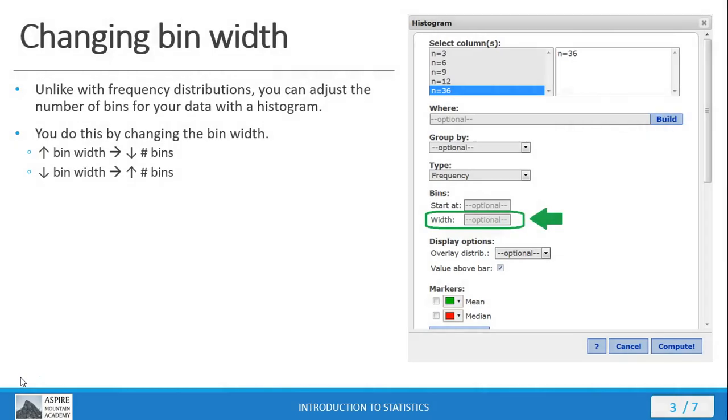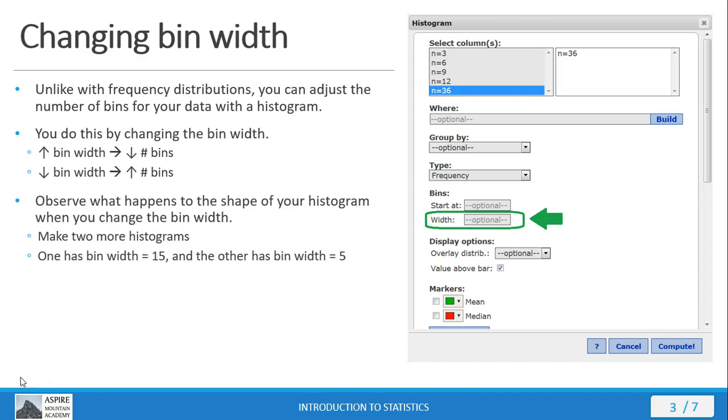Now, one of the advantages you get in StatCrunch with creating a histogram instead of a frequency distribution is that you have the option to change the width of the bins in which your data are collected. You do this inside the options window by entering your desired bin width into the field next to width under bins. Increasing the bin width will decrease the number of bins in your histogram, and decreasing the bin width will increase the number of bins.